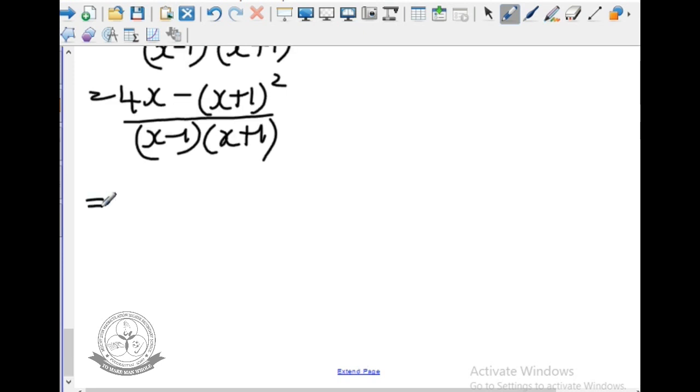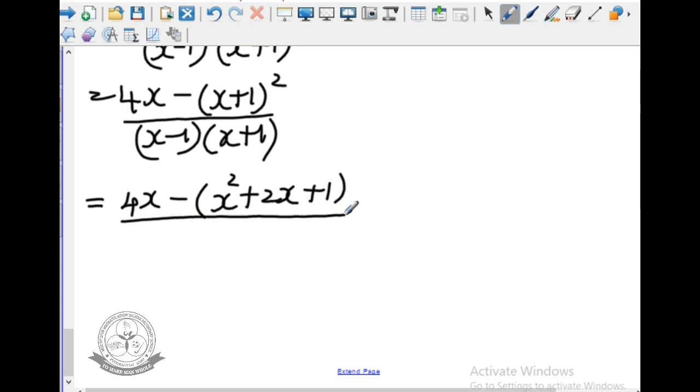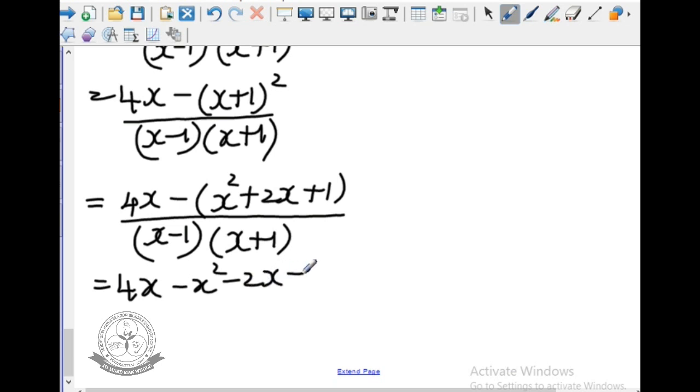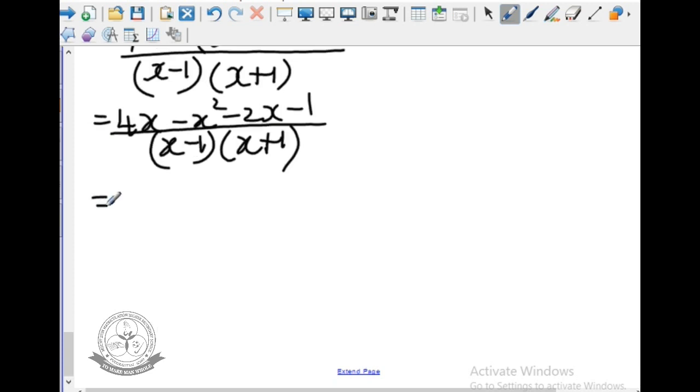That is equal to 4x minus a plus b whole squared, that is x squared plus 2x plus 1, whole divided by x minus 1 into x plus 1. That is equal to 4x, bring the minus sign inside, minus x squared minus 2x minus 1, whole divided by x minus 1 into x plus 1. That is equal to 4x minus 2x, you can write it as 2x, minus x squared minus 1, whole divided by x minus 1 into x plus 1.